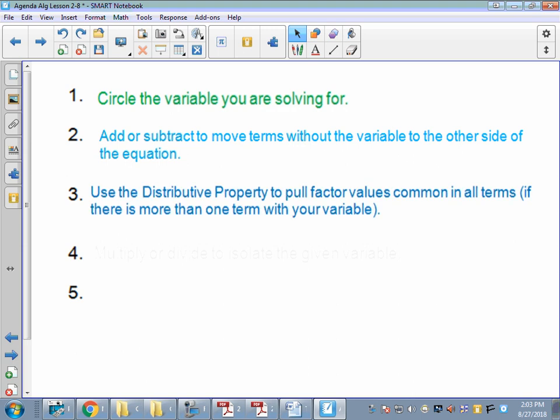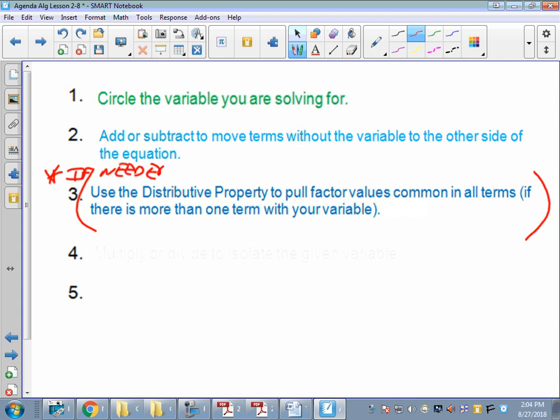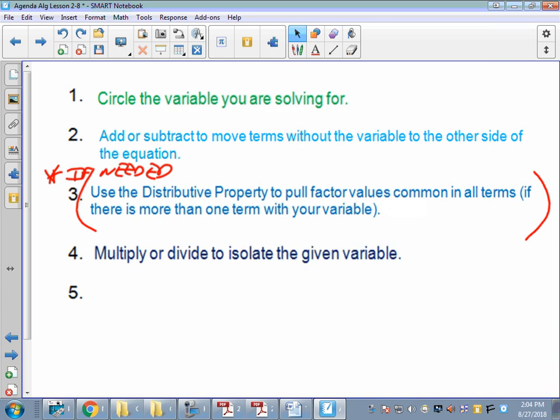And then you might have to use the distributive property, and I put parentheses around this to pull common factors in all terms, if there's more than one term with your variable, and that's if needed. That's kind of the next step where we're headed, so I'm going to try to skip some of those problems, but only if needed on that one. The next step is to multiply or divide to isolate the given variable. So again, what's happening to the variable, if you have to multiply it or divide it to isolate it and get it by itself. And then finally, simplify if there's any simplifying that we can do.